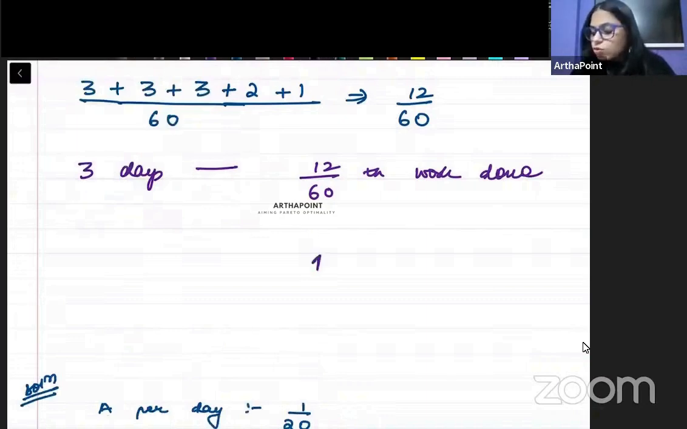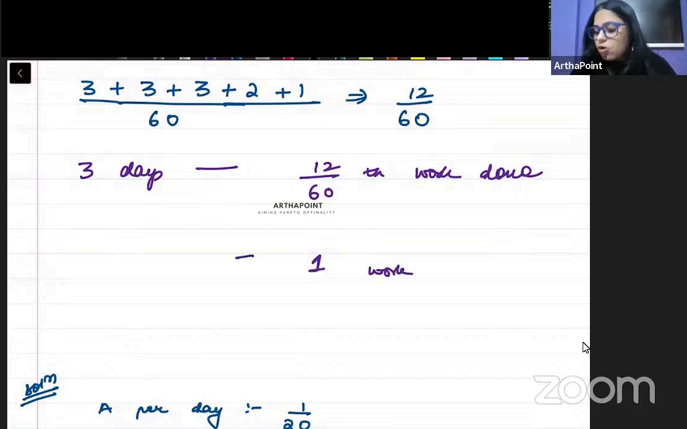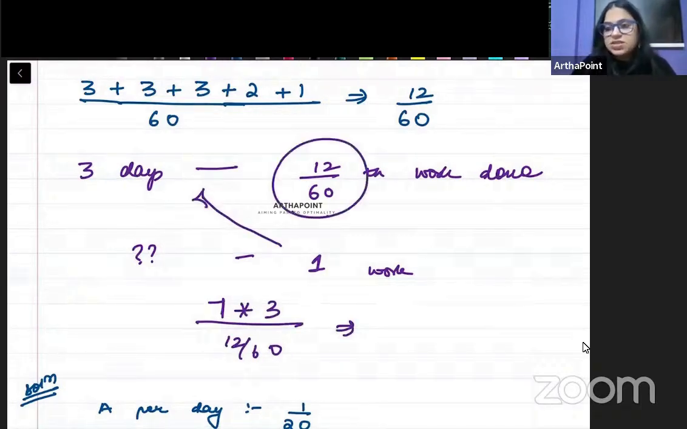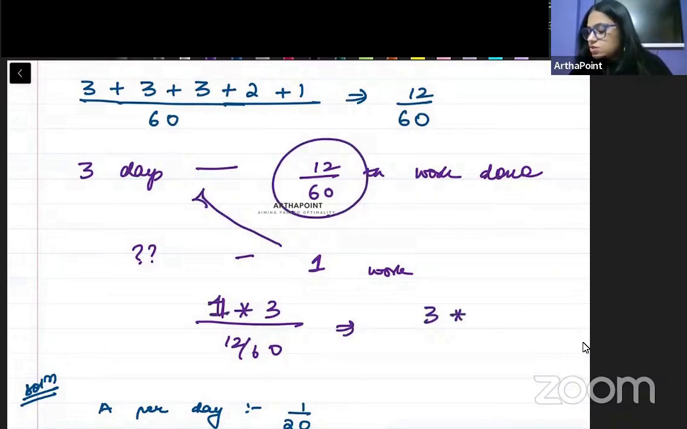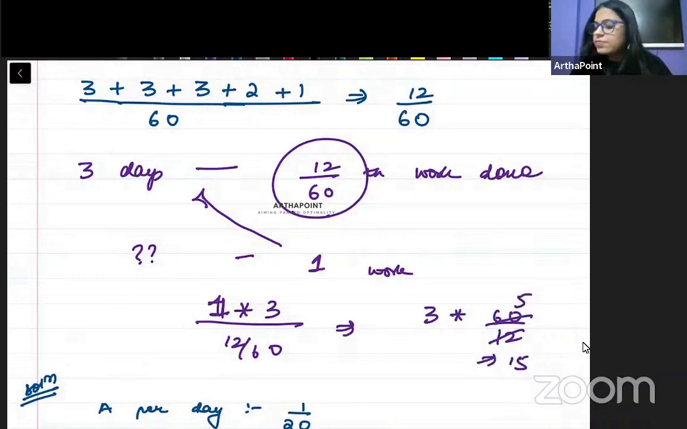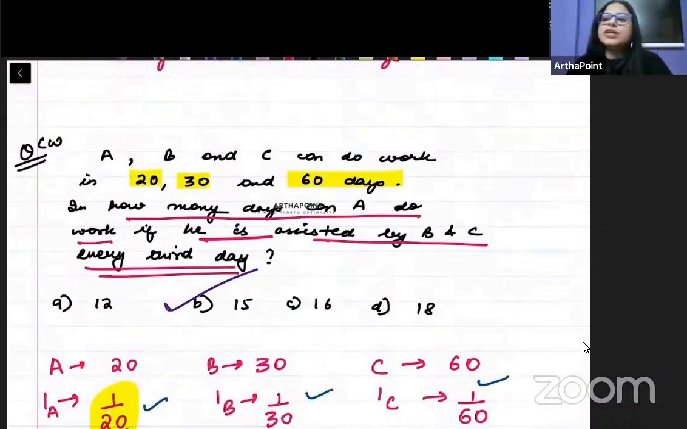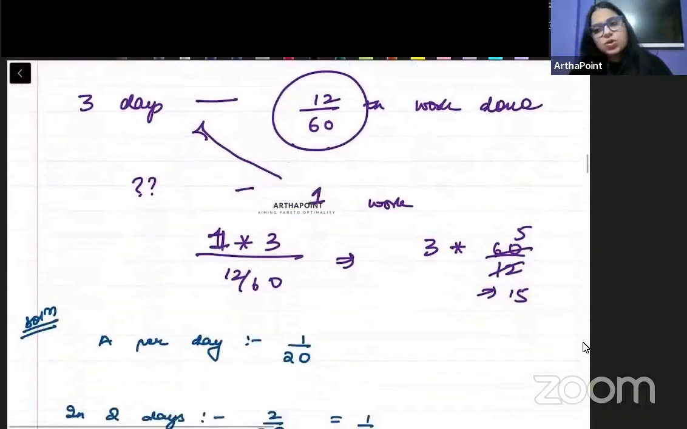So we want to do the complete work. How many days will it take? It will go ahead and take 1 into 3 divided by 12/60. So you will always cross multiply and divide by this unitary method. So this is going to be 3 into 60/12. So this is going to give me 15. So the entire work can be completed in 15 days. That's the answer to this question.